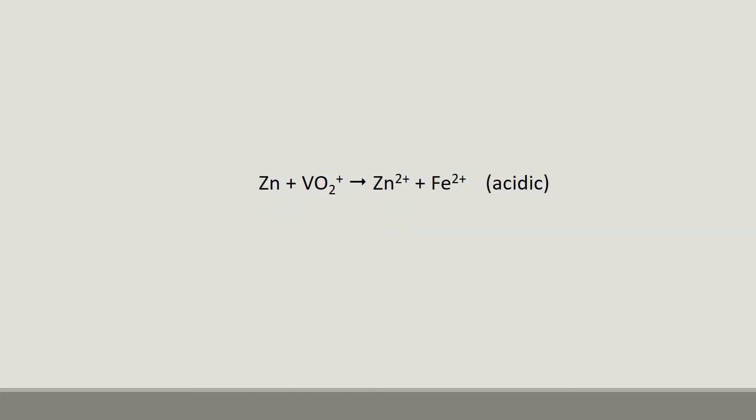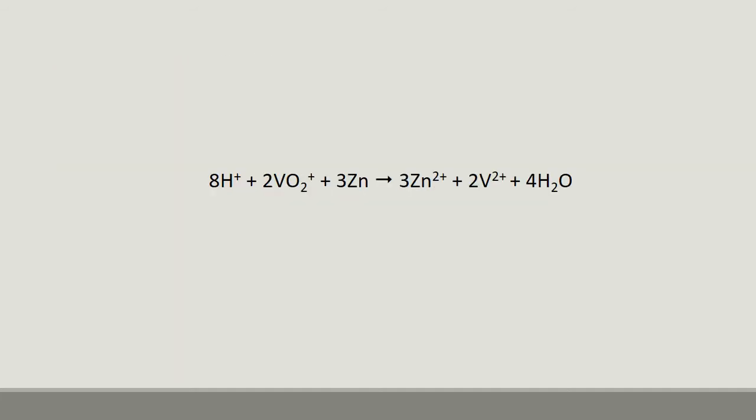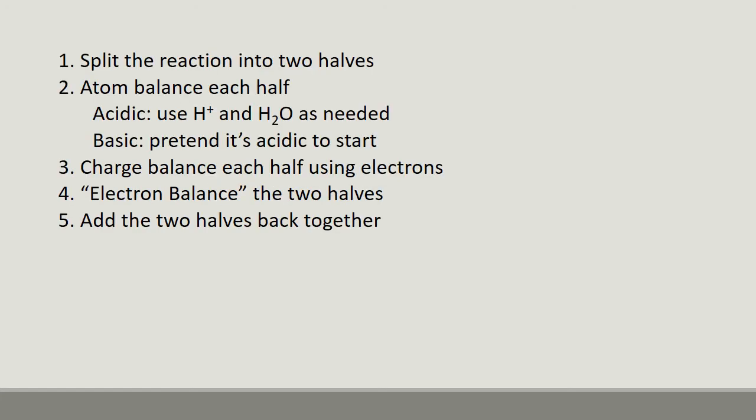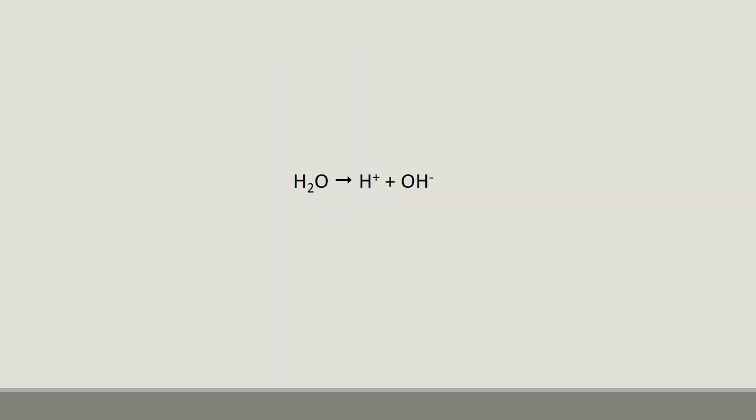Now let's go back and assume the reaction is in basic solution. There are different ways to tackle basic reactions, but what I like to do is to start by pretending it's acidic. That way the balancing steps are the same regardless of which type you have. You just have to do an extra step to convert the equation to a basic one. And the way we'll do that is by adding this equation in a way that removes H+ from the redox reaction. Just like back in step 2, we're not adding anything that isn't actually there.